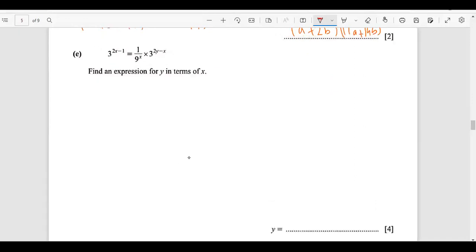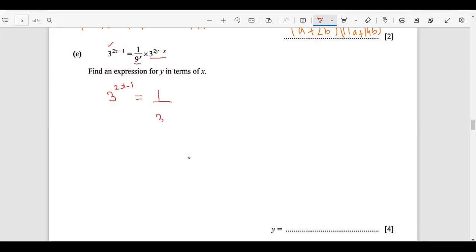So what do we see? We can see that we have 3 on this side, 3 to the power 2x minus 1. And then on the other side, we have this as well as this. We need to find out an expression for y in terms of x. And at the moment, x and y are in the powers. So I need to do something such that my bases are same, so I can equate the powers. So left side is good. It's simplified already. For the right side, I can write down this 9 as 3.